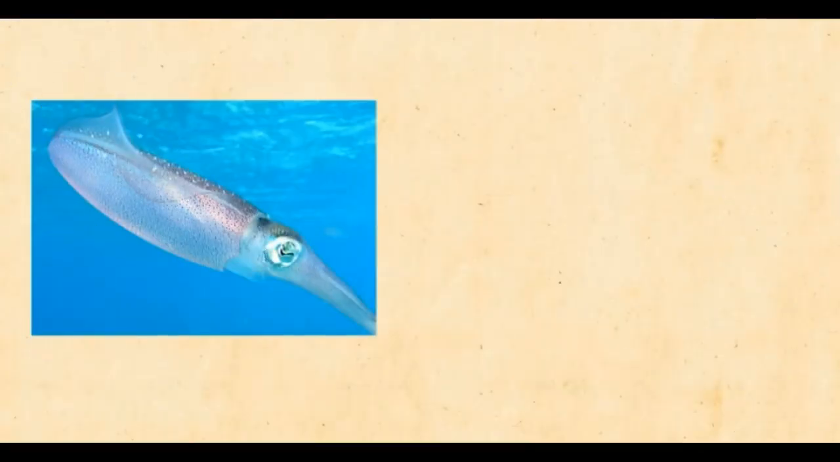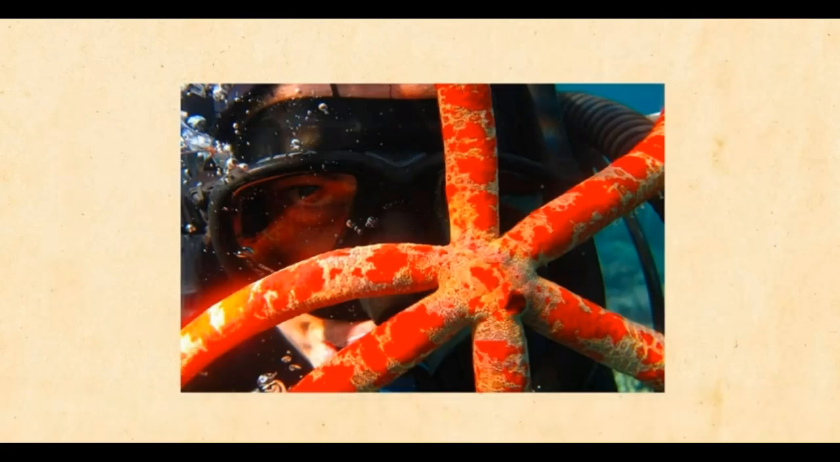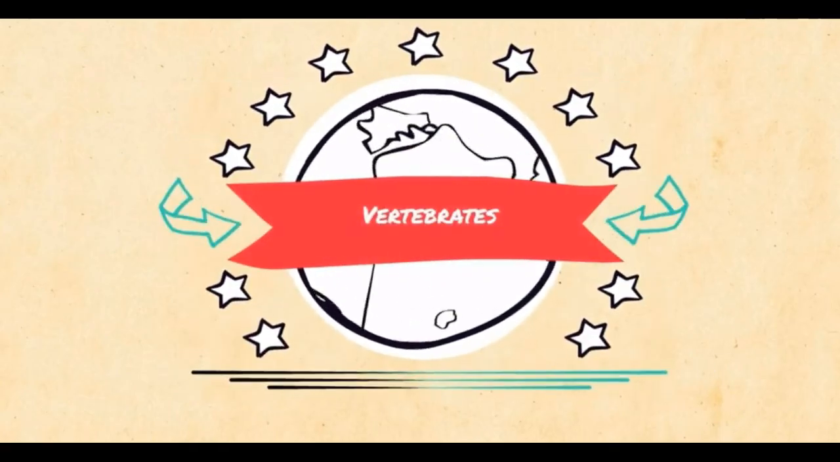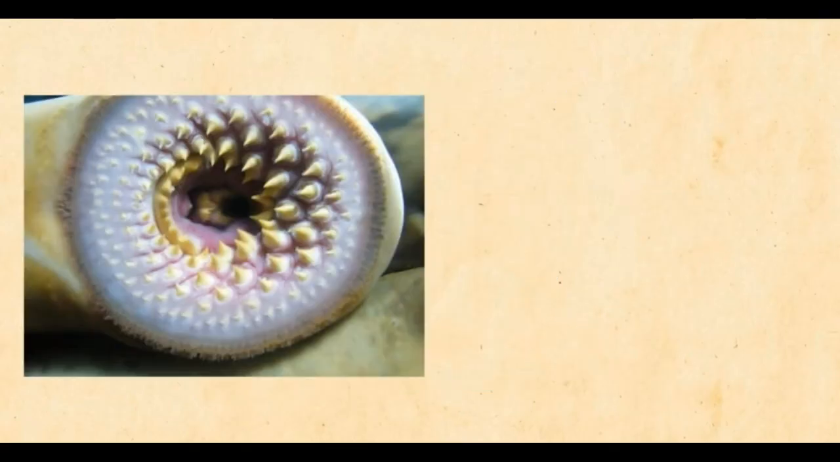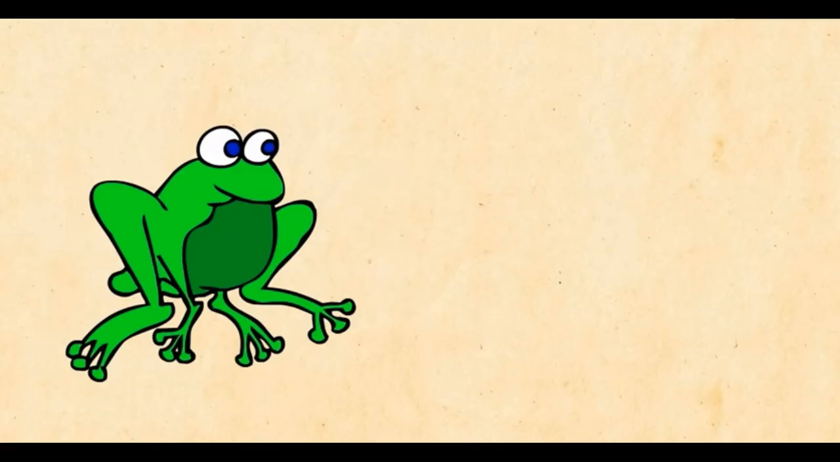They get around without it. Your squids, your starfish, your bugs, those are all not going to have a backbone. They're going to be invertebrates. Your vertebrates, on the other hand, have a backbone. There are strange fish that actually have a backbone, like a lamprey. Fish are going to have a backbone. They're vertebrates. Frogs have a backbone.